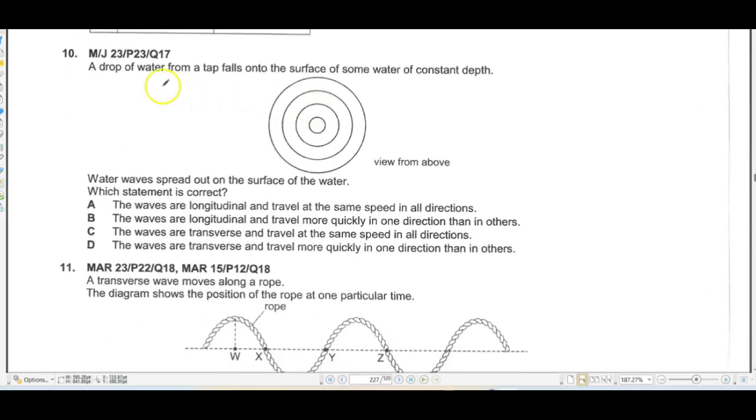Question number 10. A drop of water from a tap falls onto the surface of some water at a constant depth. Water waves spread out on the surface of the water. Which statement is correct? Now the water waves are transverse waves and they are not longitudinal waves, so options A and B are eliminated just like that. Option C states that the waves are transverse and travel at the same speed in all directions. Yes. And the other option says the waves are transverse and travel more quickly in one direction than the other. No, this is not correct. This is going to be the correct answer, which is C, because it never happens that they move more quickly in one direction than the other. So C is the correct option.